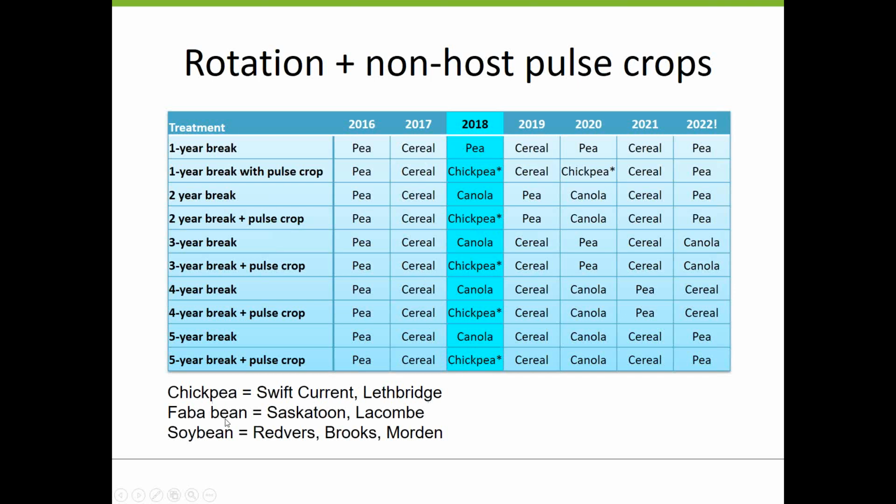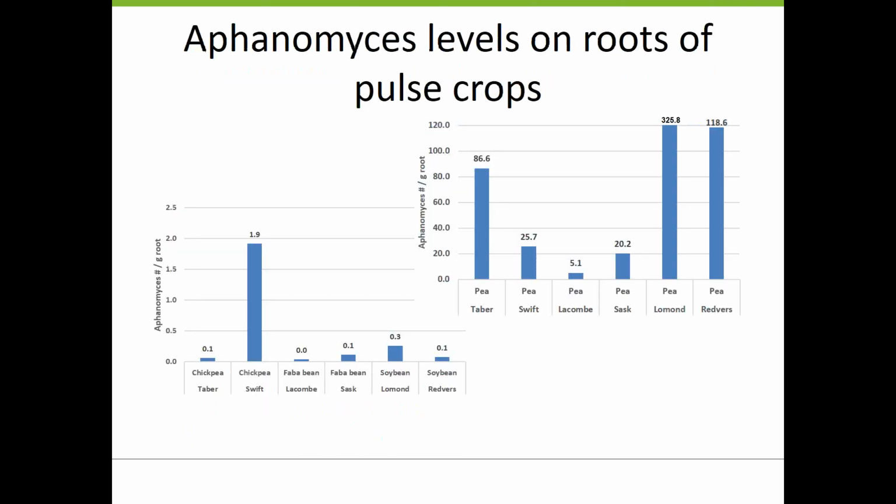We're looking at chickpea, faba bean, and soybean as our 3 options for non-host pulse crops, and then at 2 different locations, one in Saskatchewan and one in Alberta for each one. And then we added a location in Manitoba for soybean because there's so many soybeans grown in Manitoba. And so we'll continue with the peas, extending that pea rotation, and then adding in different non-host pulse crops at different points in the rotation. And so I'm going to show you the results from 2018.